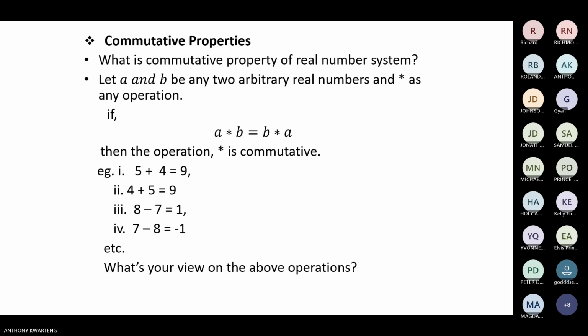Now let's see 8 minus 7. What is 8 minus 7? 1. Now let's interchange the positions of 8 and 7. We have 7 minus 8. Negative 1. Are they equal? No. 1 and negative 1, are they the same? No, they are not the same. So since we interchanged 7 and 8, we are getting different answers.